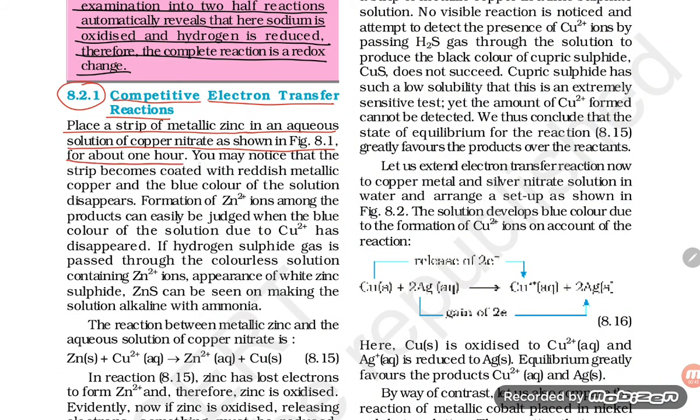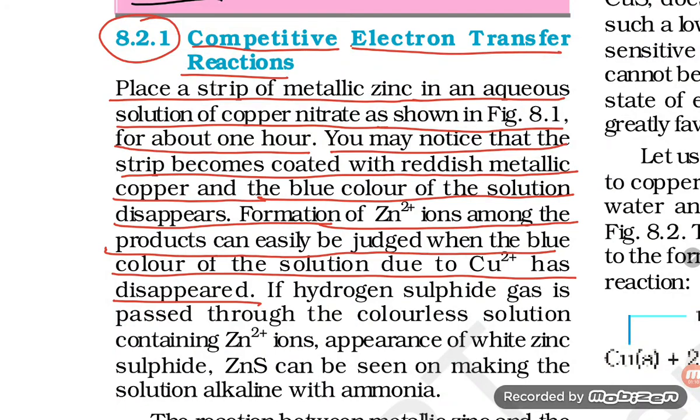For about 1 hour, you may notice that the strip becomes coated with the reddish metallic copper, and the blue color of the solution disappears. Formation of Zn2+ ion among the products can easily be judged when the blue color of the solution, due to Cu2+, has disappeared. Let us see point by point what this means.